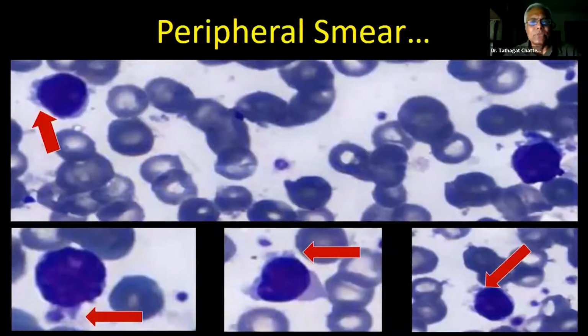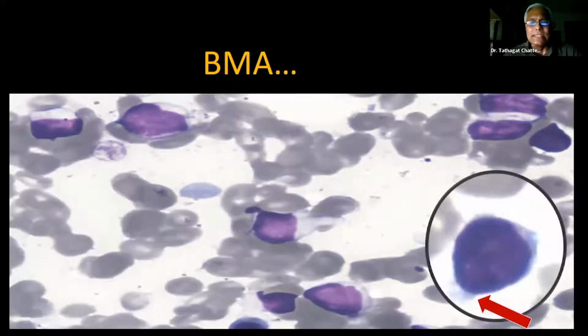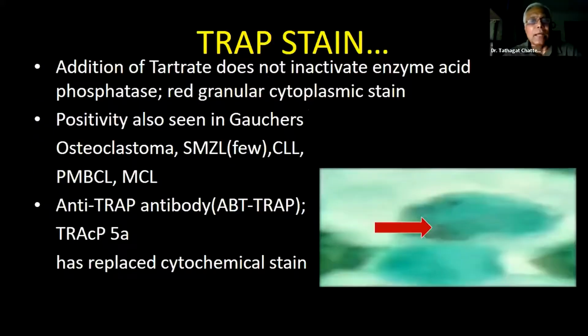So these are the cells which we saw on the peripheral smear. See the arrows, see the polar villi. We did a bone marrow aspirate. So you've got similar blastoid-looking cells with polar cytoplasmic projections, and this is the inset. And so the differential diagnosis, since we are dealing with CLPD, was SMZL, hairy cell leukemia variant, which we don't use these days, of course, and hairy cell leukemia. We did a TRAP stain, and the TRAP stain was weakly positive.